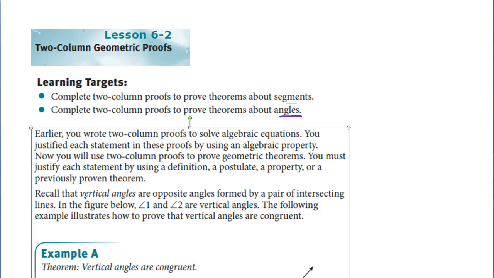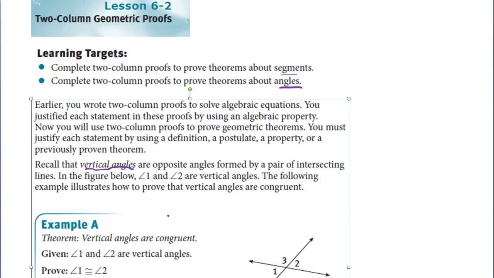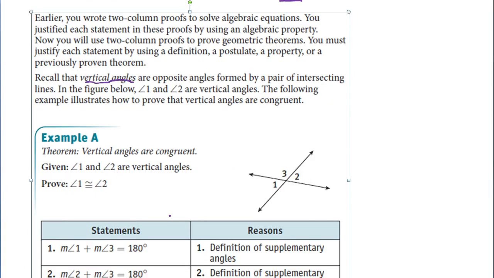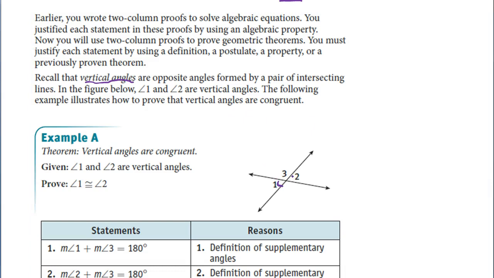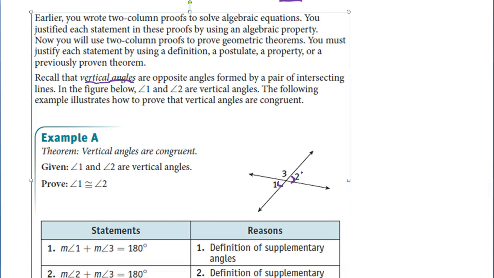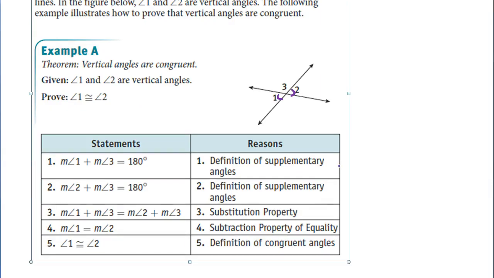Recall that vertical angles are opposite angles formed by a pair of intersecting lines. In the figure below, angle 1 and angle 2 are vertical angles. The following example illustrates how to prove that vertical angles are congruent. So for example, in this picture, this one and this one are vertical angles, and already this year we've concluded that those are congruent to each other. In example A, that is proved.